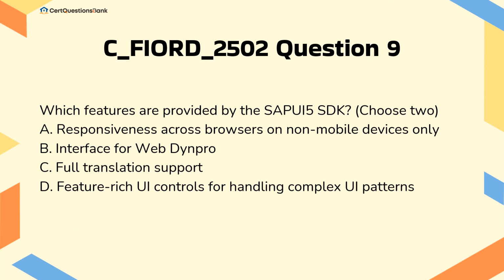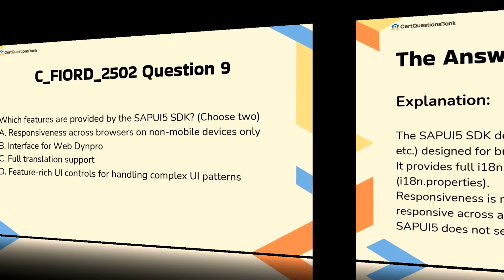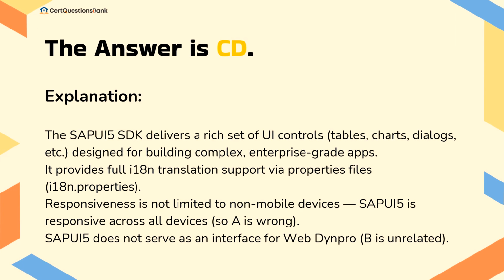Which features are provided by the SAPUI5 SDK? Choose 2. A. Responsiveness across browsers on non-mobile devices only. B. Interface for Web Dynpro. C. Full translation support. D. Feature-rich UI controls for handling complex UI patterns. The answer is CD.